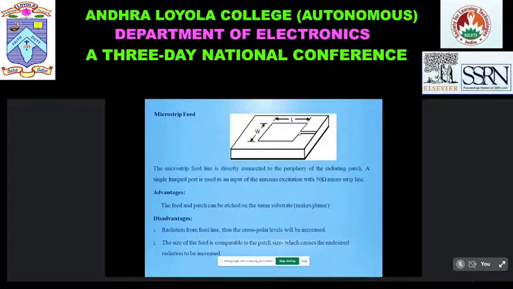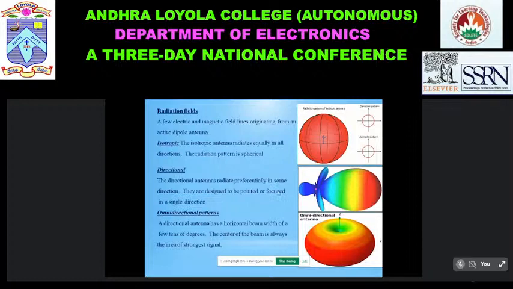Based on the patch, we can adjust this feed line also, so it may cause some radiation. Radiation may be increased by this feed line. This is one of the disadvantages of the microstrip feed. Generally, any electric antenna can generate electric and magnetic fields, so it radiates in different types, either isotropic radiation, directional radiation, or omnidirectional patterns. Isotropic means the antenna radiates equally in all directions; the radiated pattern is spherical in shape. A directional antenna radiates in some direction. An omnidirectional pattern means it has a horizontal beam width of a few tens of degrees. These three types of radiation we can observe from an antenna.